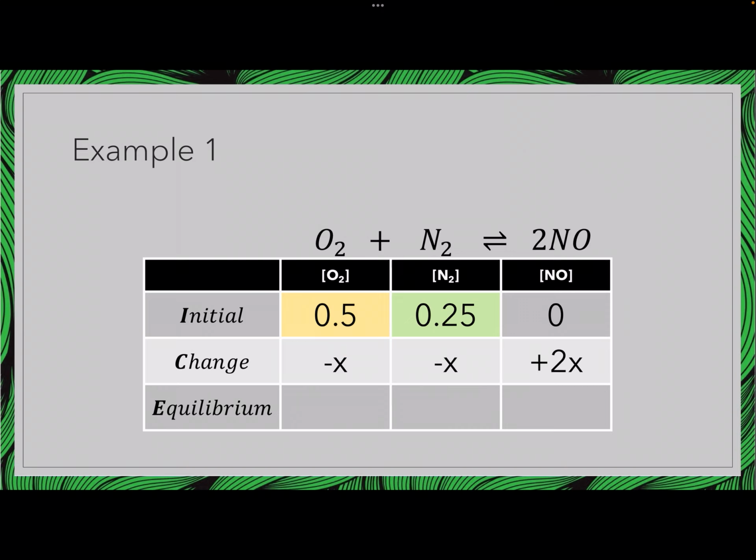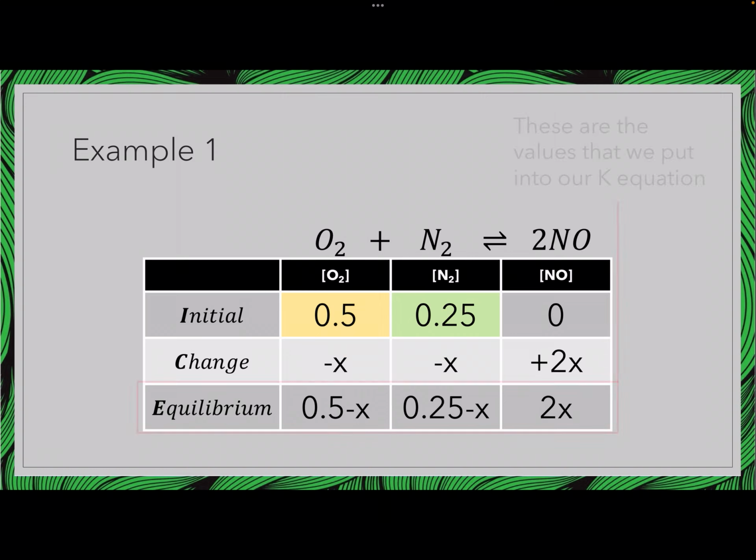And so at equilibrium, the concentration of O2 is going to be 0.5 take away x. Concentration of nitrogen is going to be 0.25 take away x. The concentration of NO will be 0 plus 2x. So it'll just be 2x.